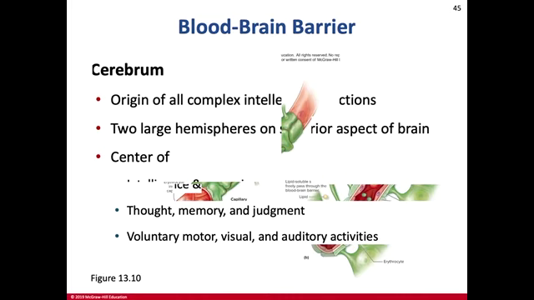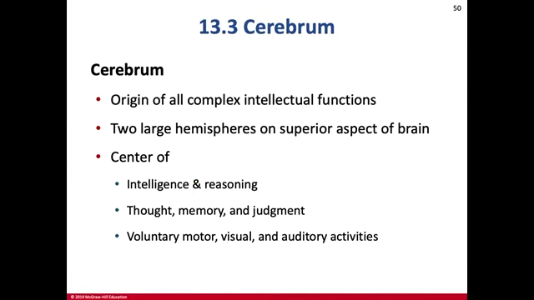Now, the cerebrum is the thing that you think of most often when you think of a brain, okay? It's the wrinkly outer covering of the brain. It's the origin of all complex intellectual function. It's the origin of our will, our personality, our logic, and it's also where we generate motor action plans, okay? These are large hemispheres on the superior aspect of the brain.